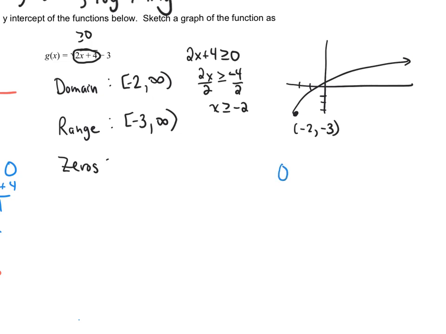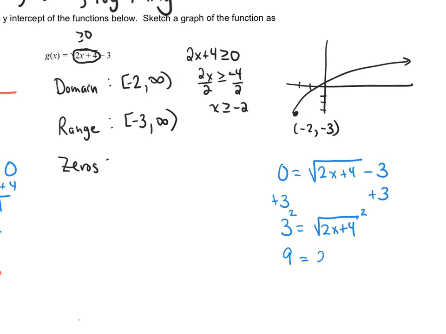So if I wanted to find the zeros exactly, I'll set it equal to 0. So I get square root of 2x plus 4 minus 3. I'll add 3 to both sides, so I get 3 equals square root 2x plus 4. I'll go ahead and square both sides. That'll give me 9 equal to 2x plus 4. I'll subtract 4 from both sides, which will give me 5 equal 2x. And then dividing by 2, x will equal 5 over 2. So my only 0 in this case is x equal 5 over 2, or 2.5.